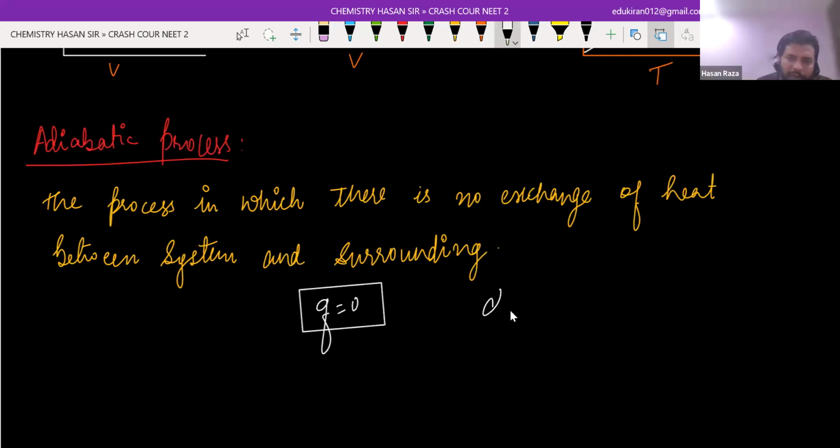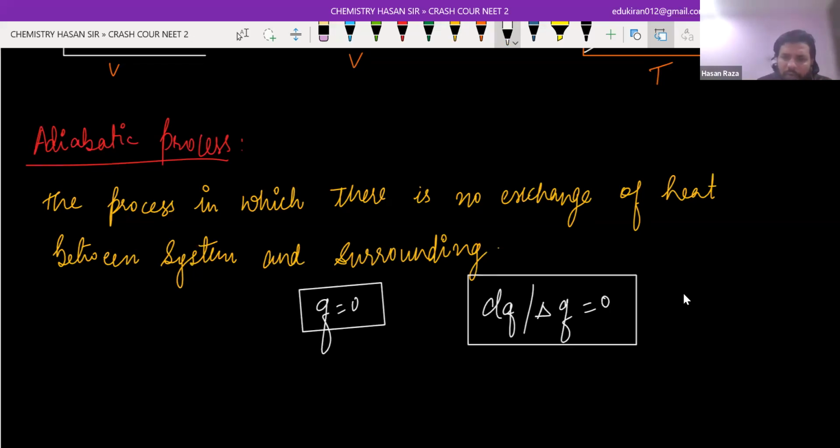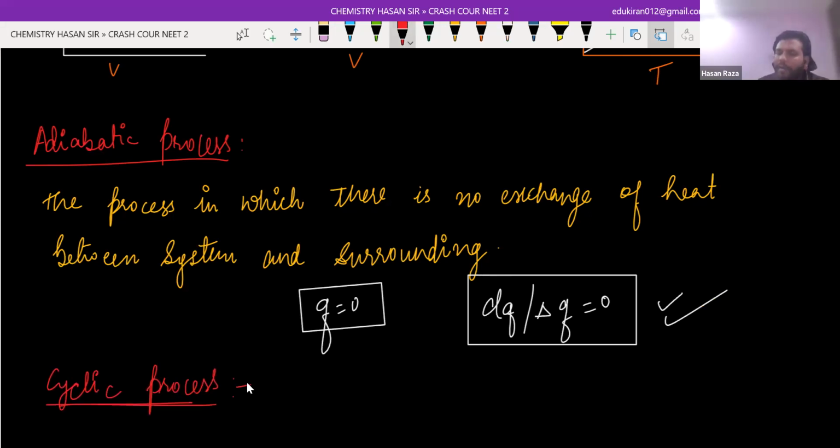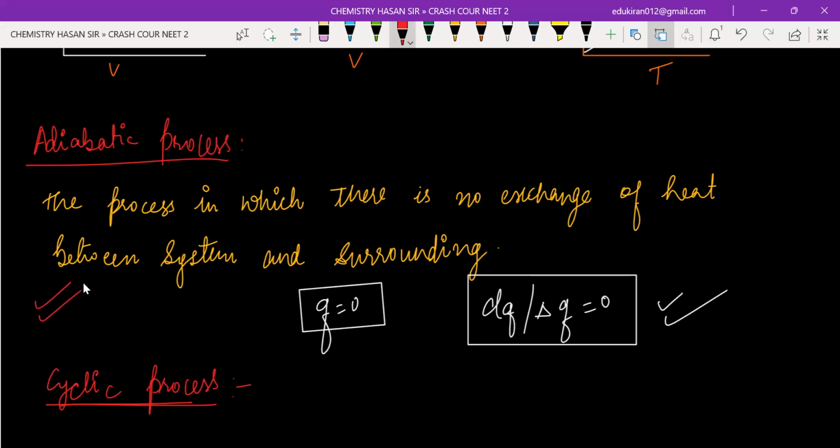Also, whether you calculate dq or delta q, both will be equal to 0. After this, the last process here is the cyclic process, the one where you start at a point and end at that same point. That is called cyclic process. Are you done with the adiabatic process? Done, sir. Okay.